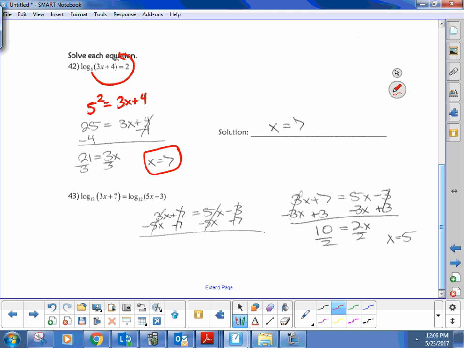Now, with this one over here, if you have logs of the same base, it's almost like you cancel them out. Now, you typically don't cancel it, but the only way that the statement you see up there can be true is if the arguments equal each other. That means 3x plus 7 needs to equal 5x minus 3. So this is a multi-step equation. You move all the numbers to one side. I decided to move the 3 to this side, and the x to the other side. So this is how I end up with 2x is equal to 10. Divide by 2 on both sides, and then I discovered that x is 5.